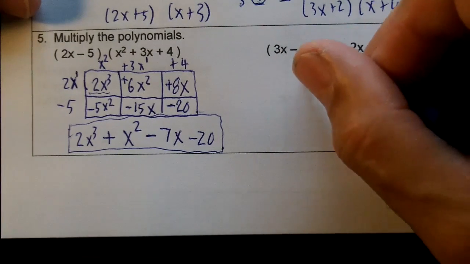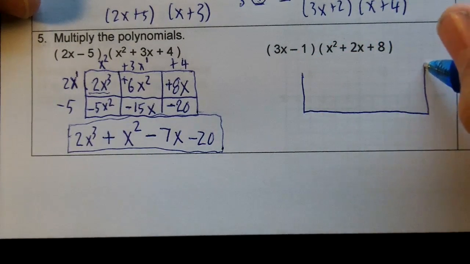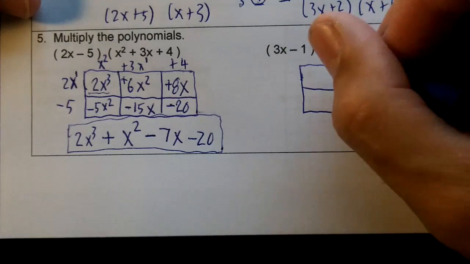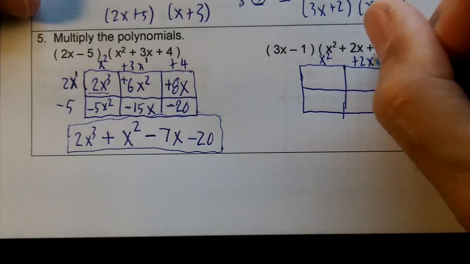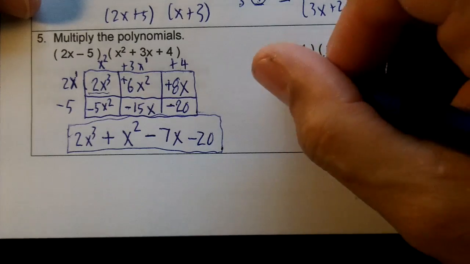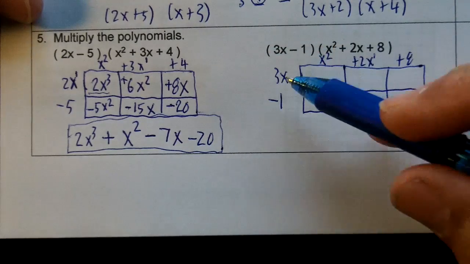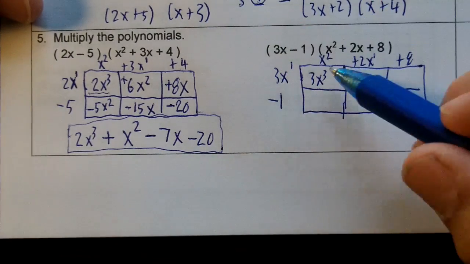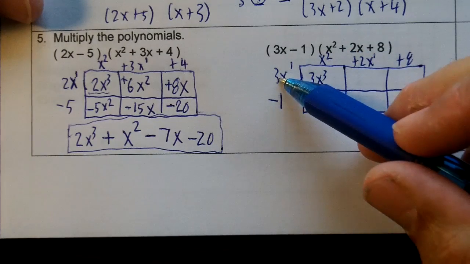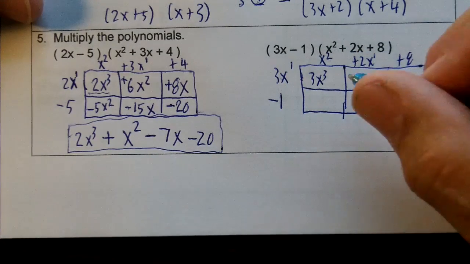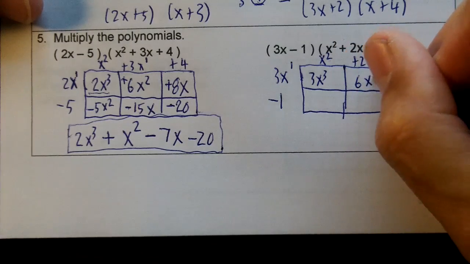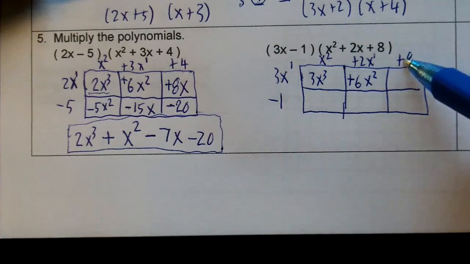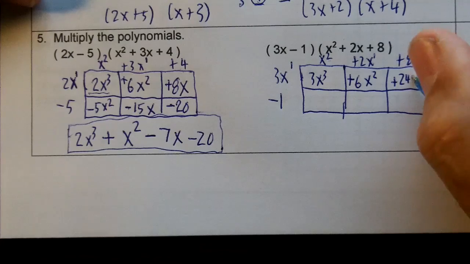Let's go over here. Let's draw our box. Three by 2 box. We're going to put x squared plus 2x to the first plus 8 on the top. And we're going to put 3x minus 1 on the side. 3x times x squared would be 3x to the third. Remember, you add up the exponents. 1 plus 2 is 3. 3x to the 1 times 2x to the 1. 3 times 2 is 6x to the second. And let's go ahead and put a plus so we can subtract later. 3x times 8 would be a positive 24x.